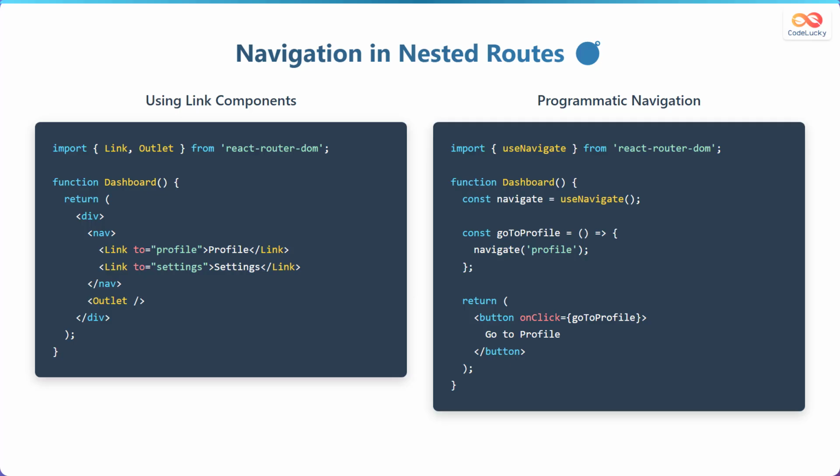Alternatively, you can use programmatic navigation with the useNavigate hook. Import useNavigate from React Router DOM. Inside the Dashboard component, get the navigate function from useNavigate. Create a function such as goToProfile that calls navigate with the desired path, like profile. Then, attach this function to a button's onClick event to trigger the navigation.